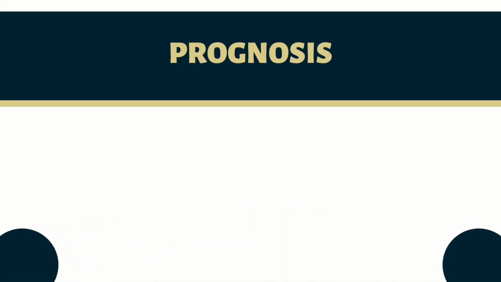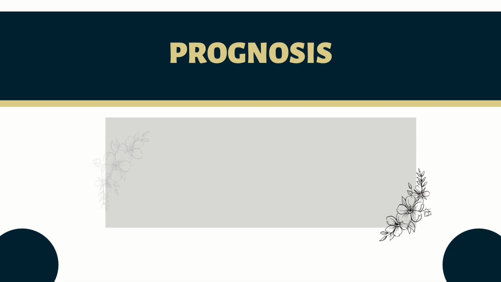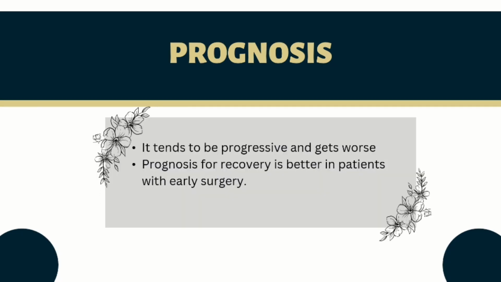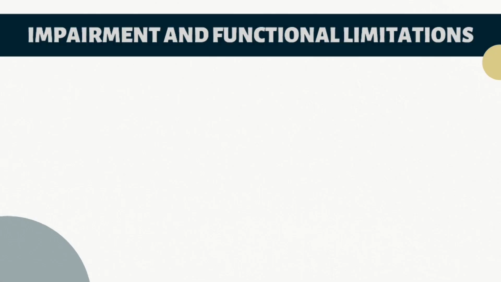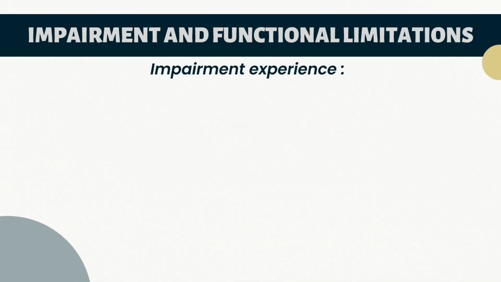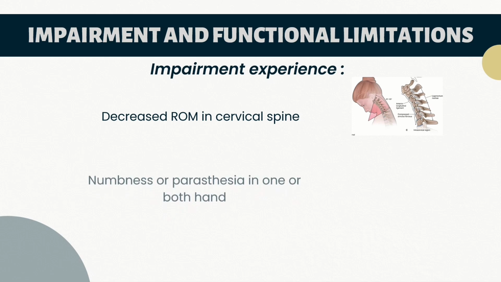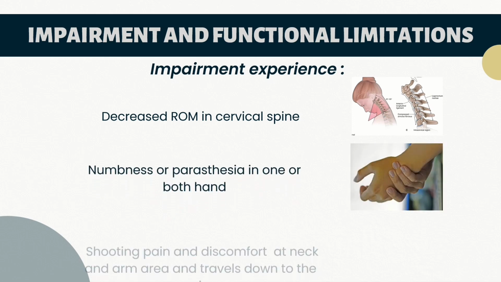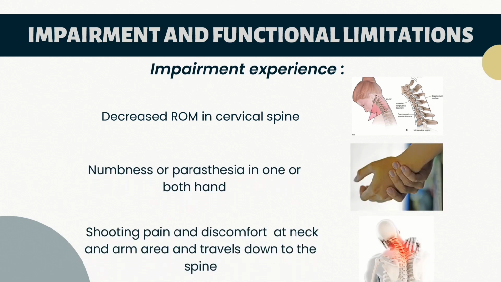Prognosis of this condition. It tends to be progressive and get worse, but the prognosis for recovery is better in patients with early surgery. There are a few impairments and functional limitations that will be experienced by the patient. As for impairments, the patient will have decreased range of motion in the cervical spine, and will also experience numbness or paresthesia in one or both hands, and as the disease progresses, one may experience shooting pain in the neck and arm area that travels down the spine.